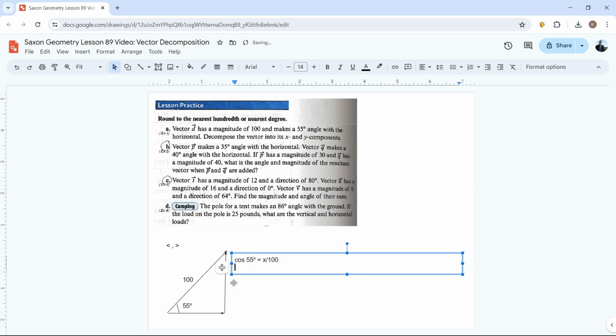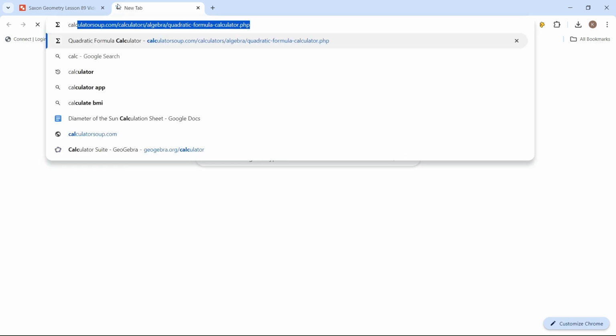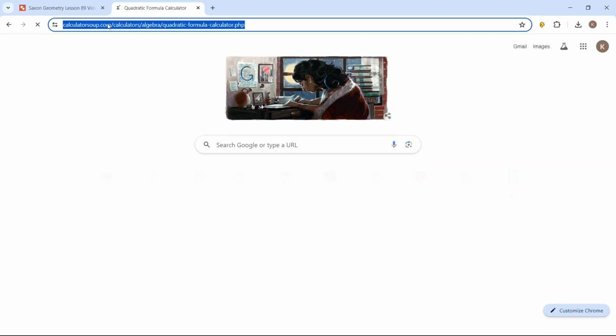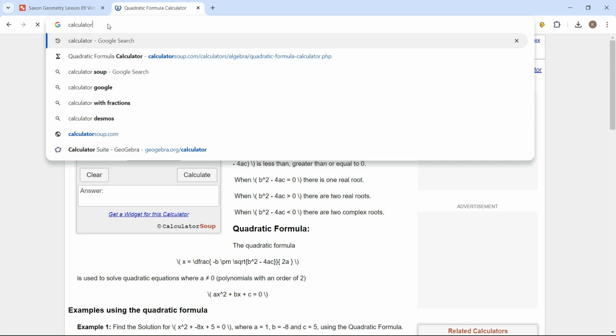Hey, can I solve this for x? Easily. I multiply both sides by 100. 100 times the cosine of 55 degrees equals x. I got x on a side by itself. All I need to do is 100 times the cosine of 55. So I'm going to look up a calculator. Not calculator soup. Calculator. There we go.